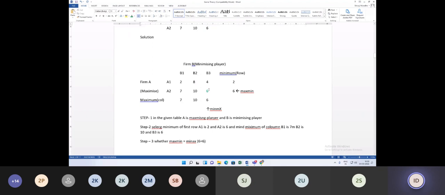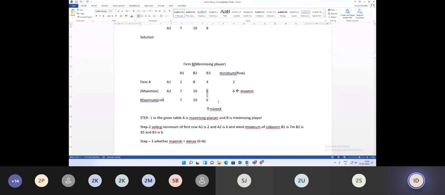You understand what my saddle point is now? Because both 6 are the same, therefore this is the saddle point. If it is not the same, then there is no saddle point, so it is called a mixed strategy game.